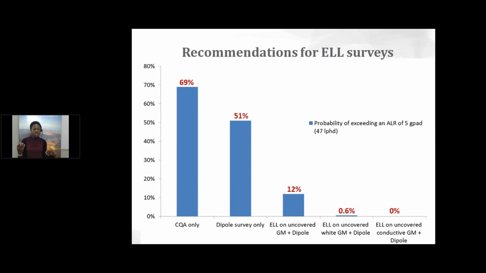When you perform leak location in an uncovered white geomembrane, where the wrinkles are decreased and you have better intimate contact with the subgrade, and then you follow that up with a dipole test after backfilling, the probability of exceeding your leakage rate drops to about 1%. Now, when you perform a leak location on an uncovered conductive back geomembrane, and you follow that up with a dipole test following placement of cover material, the probability of exceeding your leakage rate drops to 0. So this clearly shows that it's possible to have a leak-free containment facility, but we just need to know how to combine the available methods effectively.